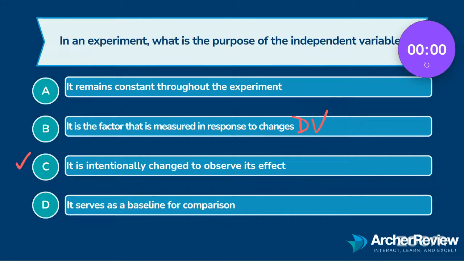D, it serves as a baseline for comparison. Now, D would be a control group. Typically, in medical studies, we will have an experimental group, if we stick with my migraine example, that would be getting the migraine medication. And we would get a control group that would get a placebo. It isn't actually the real medication. And they would be the baseline that we could compare the experimental group to ensure that the symptoms had changed and that this medication did work, or that they didn't change and the medication didn't work.